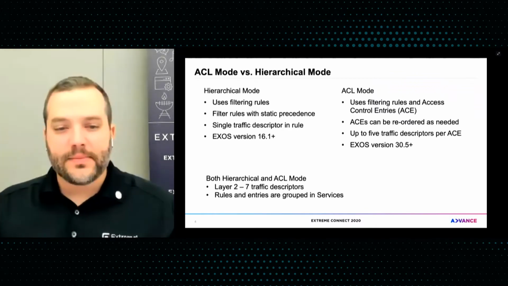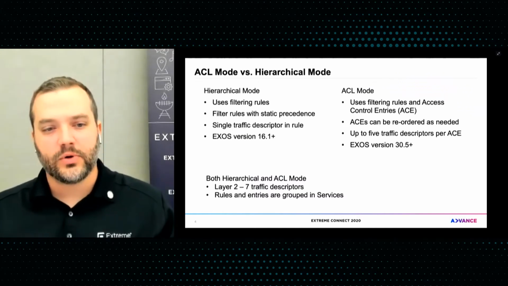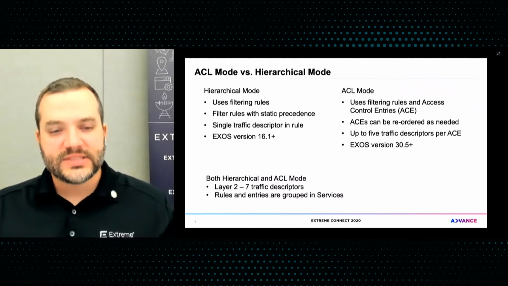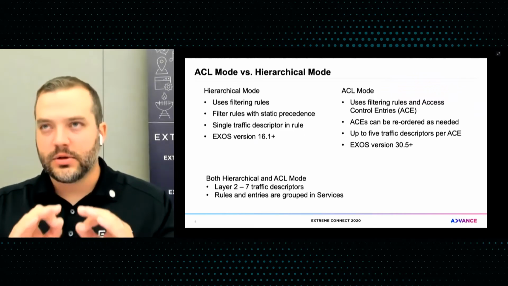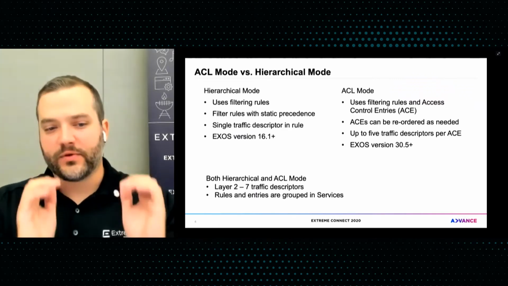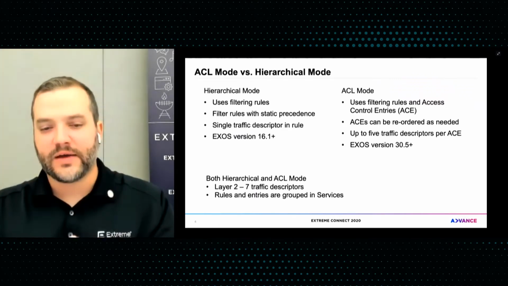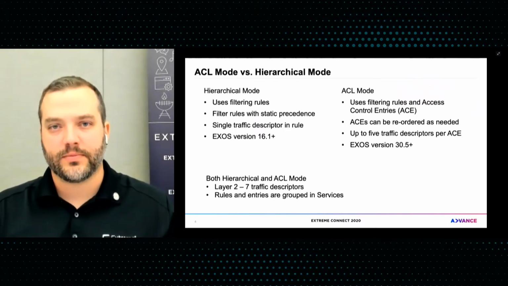One of the main things I want to keep in mind is that for both hierarchical and ACL mode policies, you're still getting layer 2 through 7 traffic descriptors they can use. They're still acting the same way that policy has always acted, in the sense that you still have your roles, and you're going to have your rules that are grouped into services. So you still have that 3-tier policy structure that you're still used to and familiar with.